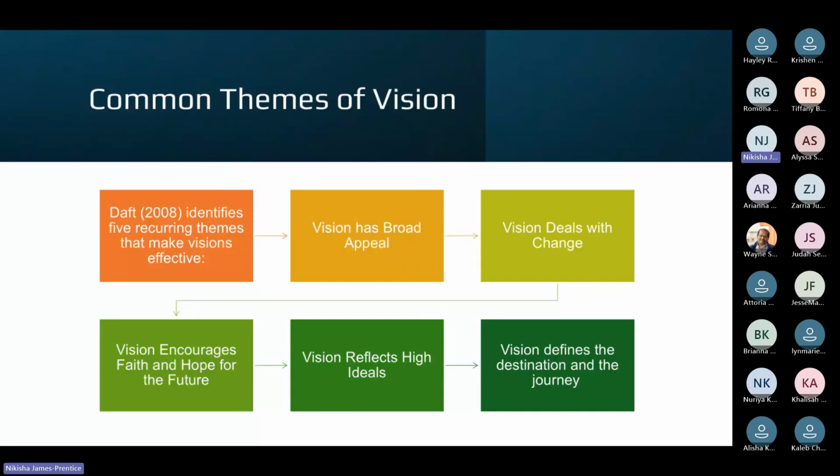Common themes of vision. Daft identifies five recurring themes that make visions effective. Vision has broad and shared appeal. Vision helps organizations deal with change. Vision encourages faith and hope for the future. Vision reflects high ideals, and vision defines the destination and the journey.